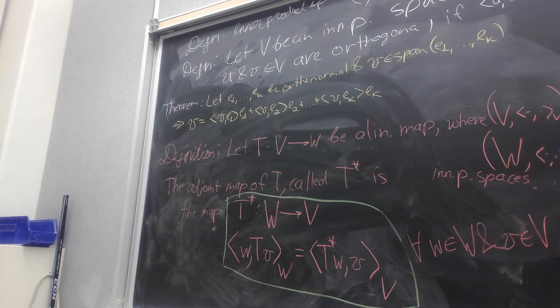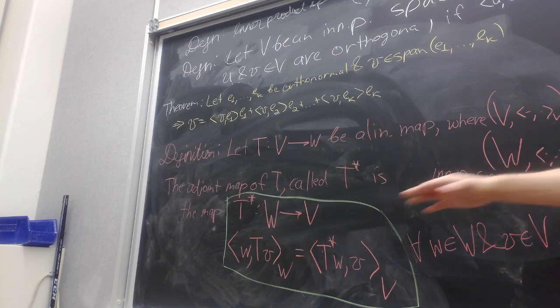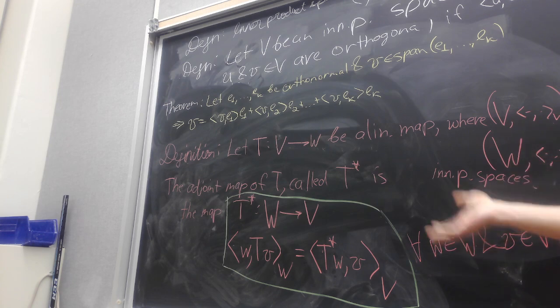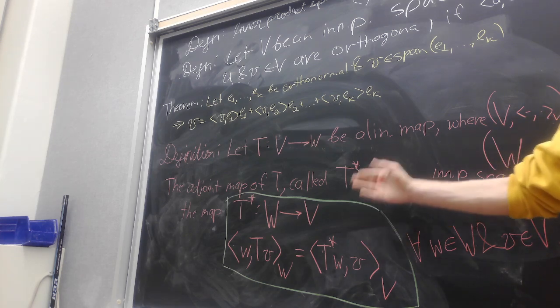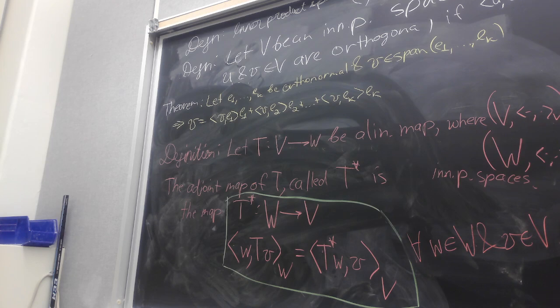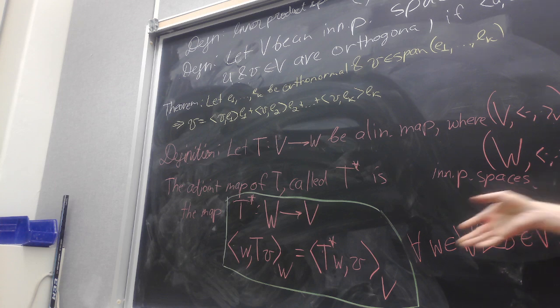So do people see the definition here? T star goes the other direction, takes a vector in W and sends it to a vector in V, and we'd call a map the adjoint of T if it has this property, where it works nicely with the way these inner products work. Do people see the definition? I'm maybe not explaining it too clearly, but do people see why, to have this condition, T star has to go from W to V and not the other way around?